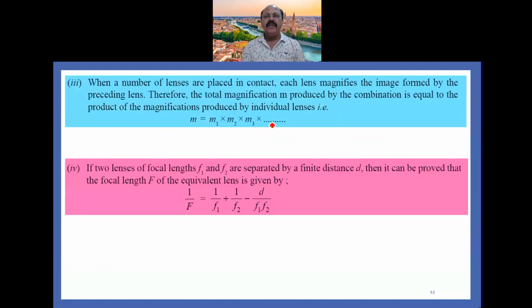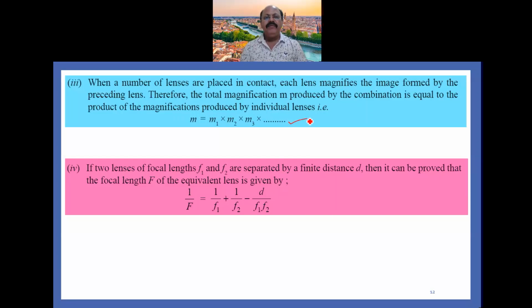Lenses in contact are also used for increasing the magnification. So when a number of lenses are placed in contact, then each lens magnifies the image formed by the preceding lens. Therefore, the total magnification M produced by the combination is equal to the product of the magnifications produced by the individual lenses. That is M equals M1 into M2 into M3 and so on.